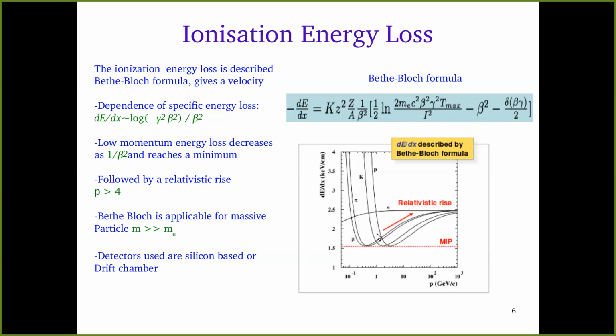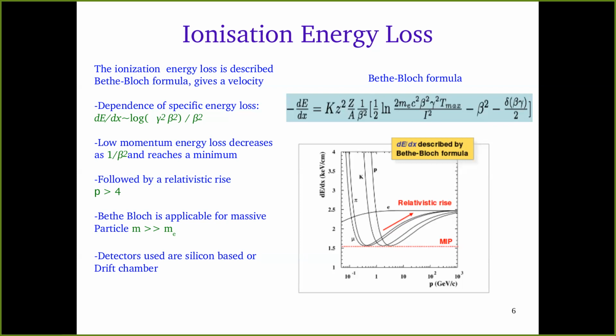Then it drops again with momentum and starts rising. For different particles this rise starts from different values of momentum, and this is called the relativistic rise, where you also get some degree of separation between the particles, but not as sharp as when the momentum was low, maybe between 0.5 and 2 GeV or so. So this energy loss information can be exploited to identify or separate out the particles.